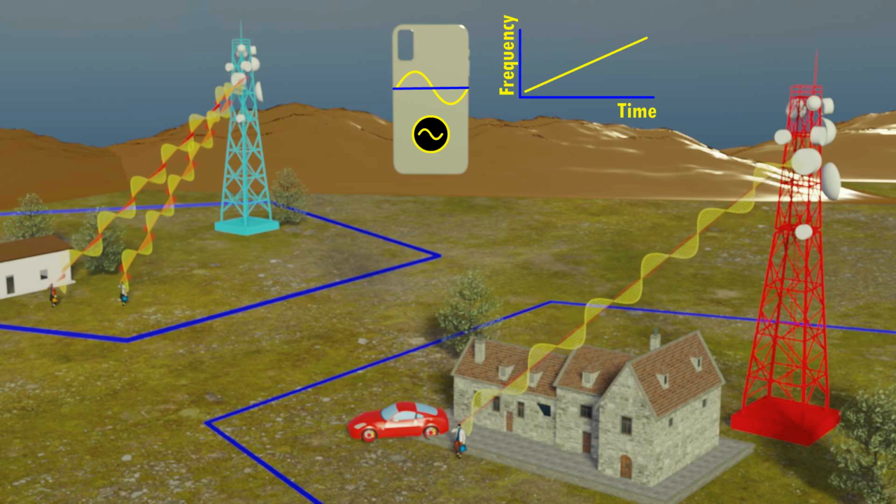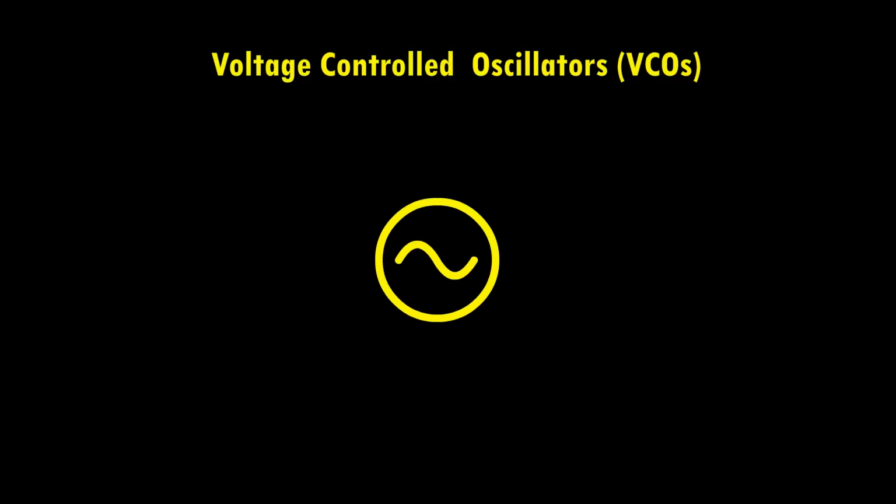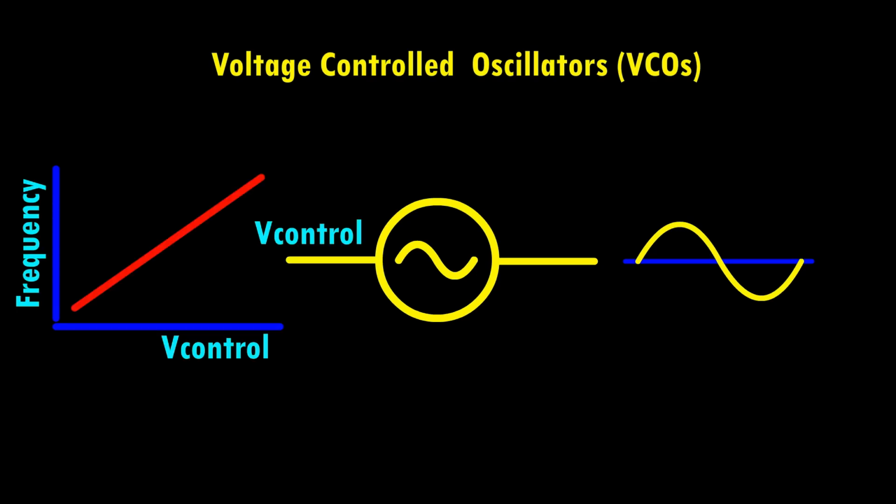In electronics, we use circuits known as voltage-controlled oscillators or VCOs. A VCO produces an output frequency that is directly proportional to a DC voltage applied to its input. This makes it an ideal candidate for frequency agility or tunability, which is essential for wireless communication systems.